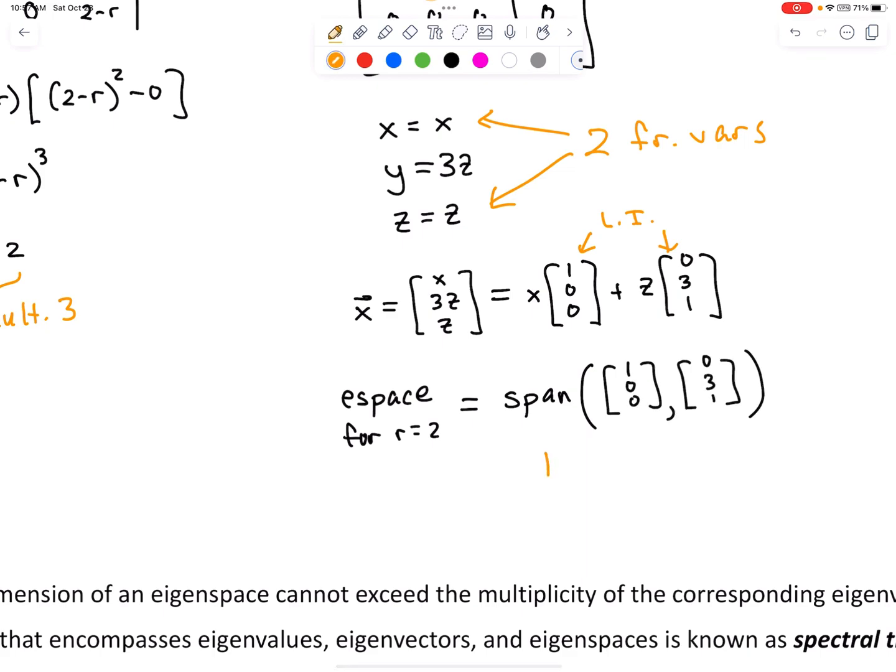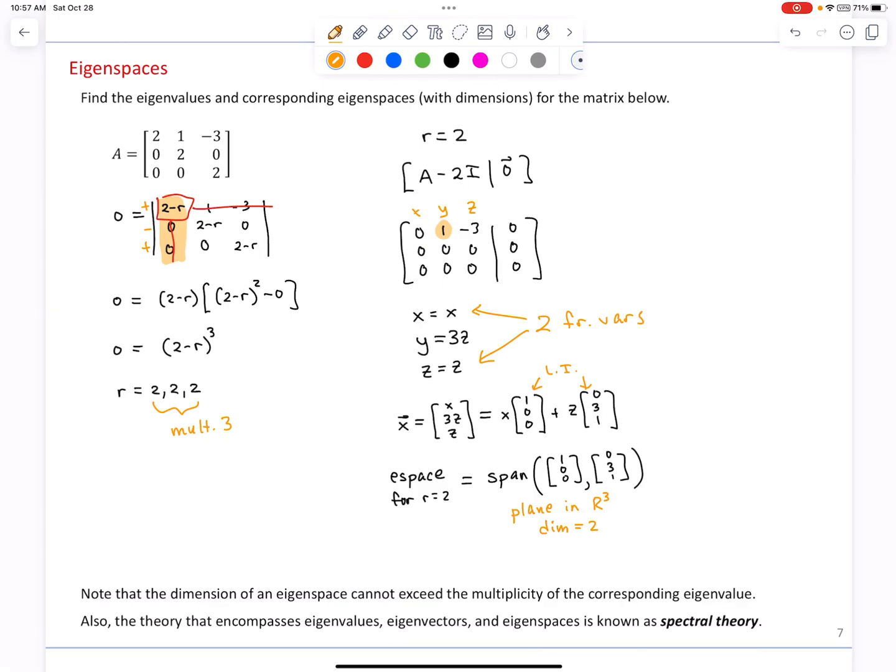This, of course, would be a plane in R3, and the dimension of this eigenspace is 2, because we had two basis vectors, which matches the number of free variables. Now, in this lecture, we did not see any 3x3 matrices that produced three distinct eigenvalues, but if that happens, you simply have to compute three different eigenspaces. So you just repeat the process for every new eigenvalue. Also, the process continues to generalize for 4x4s, 5x5s, etc.